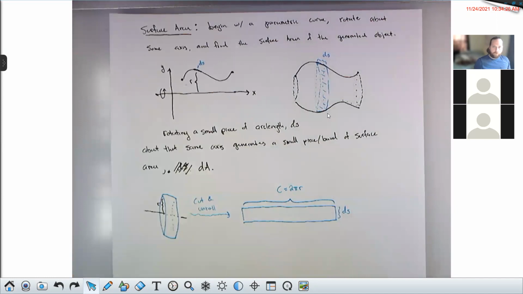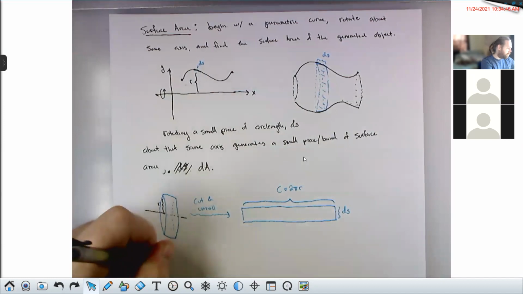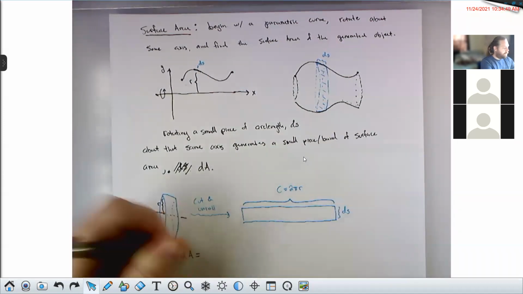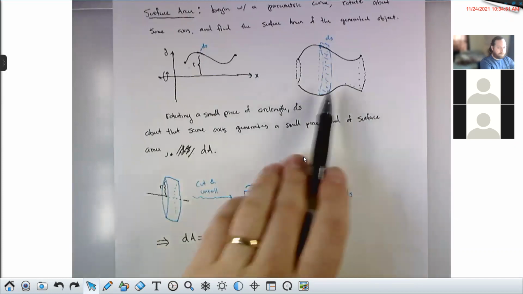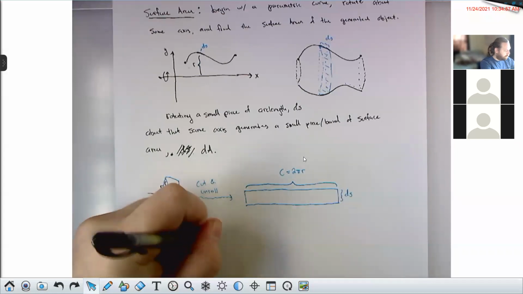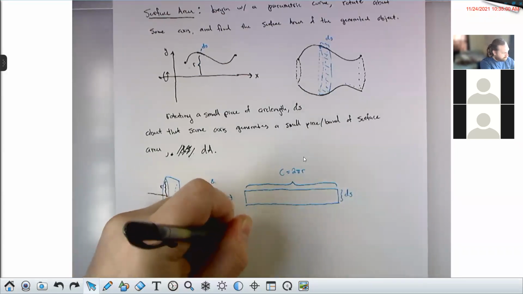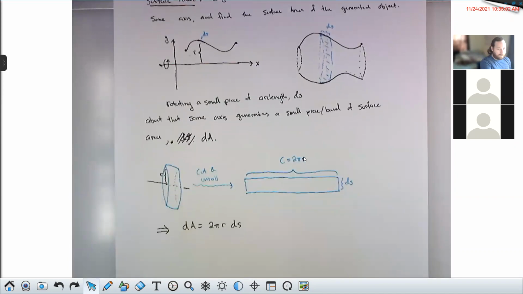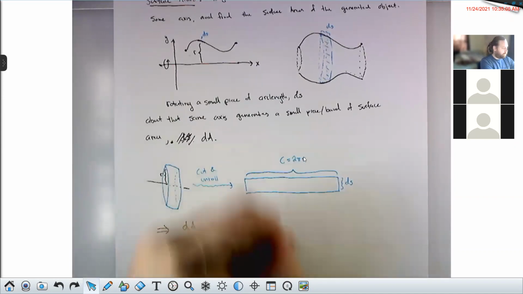If you're rotating the curve about the x-axis, then this radius would be the y value. If you're rotating about the y-axis, the radius would be an x value. If you're rotating about some other line, then you'd have to find that radius. But what this tells me is that my little surface area, the area of this band, is 2 pi r ds, where ds is the little arc length element.